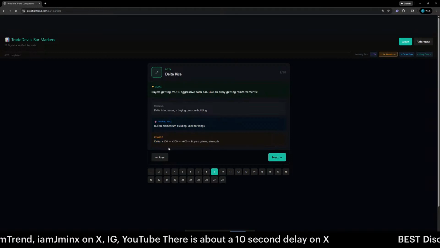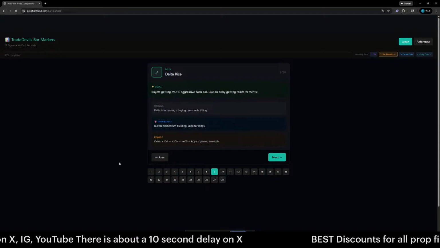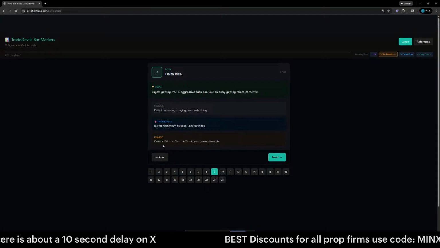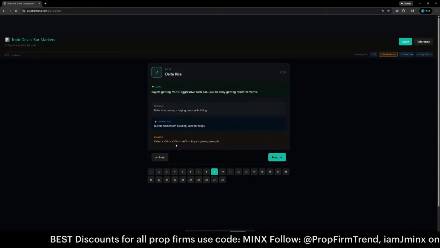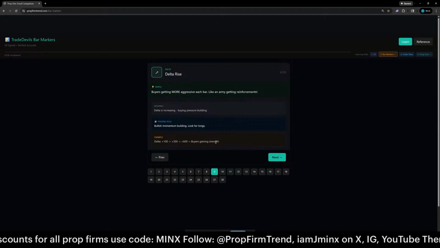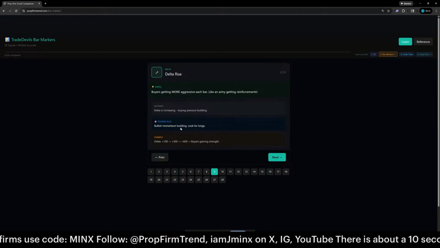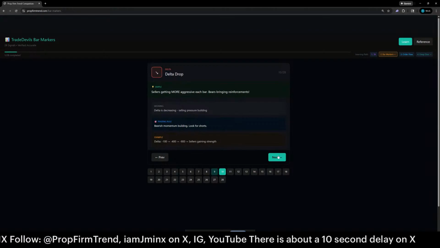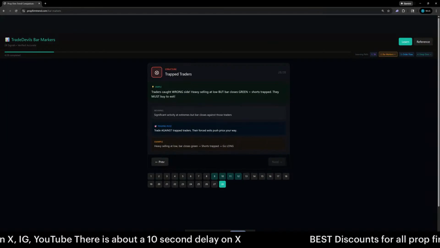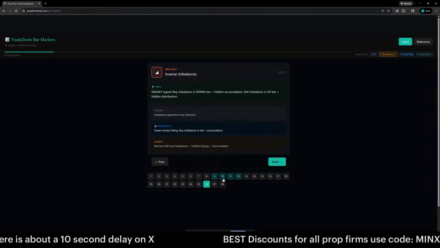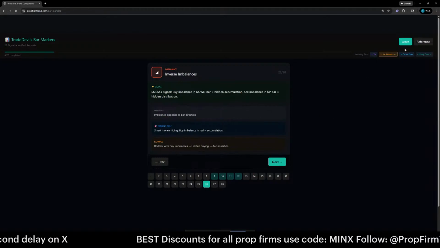So for delta, which is what I just showed you guys, let's say it's up 100, plus 300, 600. So buyers are gaining strength. And that's what this means. Okay. So anyway, you can go through, there's 28 of these different bar markers. So this is kind of like a little index.